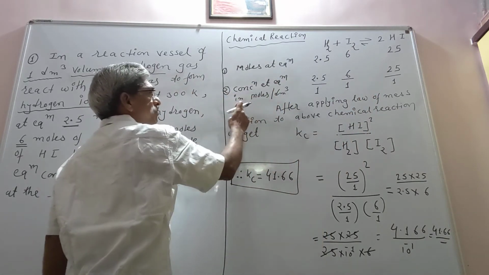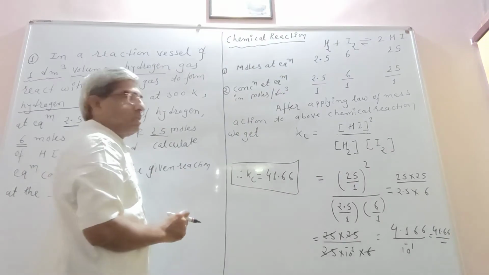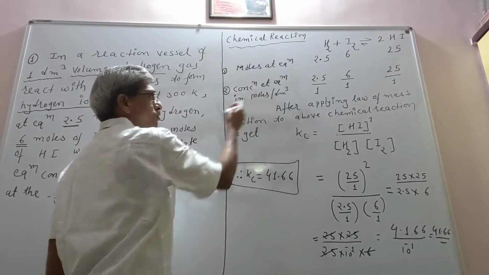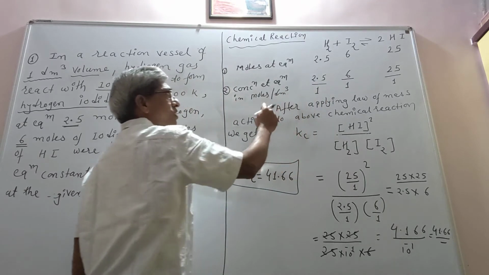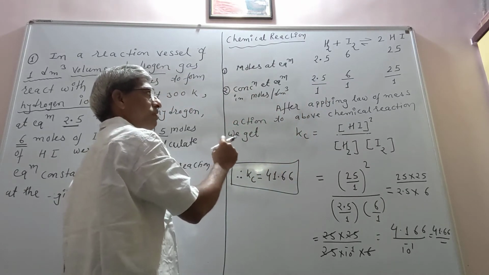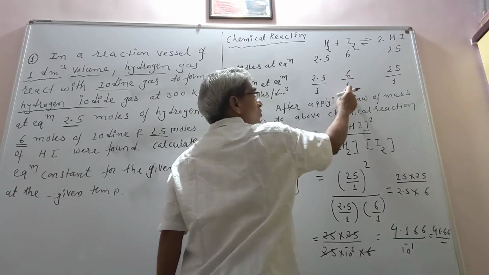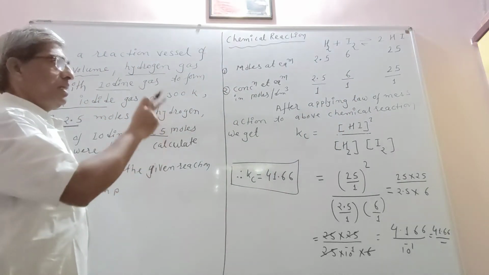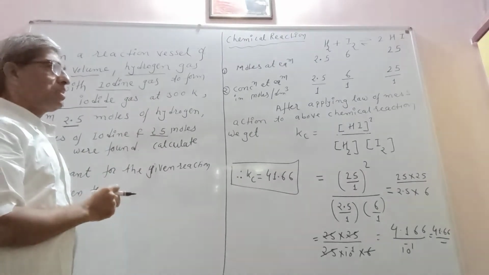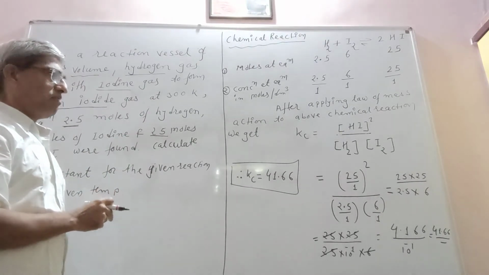Concentration at equilibrium in moles per dm cube. The volume is 1 dm cube. Therefore, 2.5 divided by 1 is the concentration of H2 at equilibrium, 6 divided by 1 is the concentration of I2 at equilibrium, and 25 divided by 1 is the concentration of HI at equilibrium.